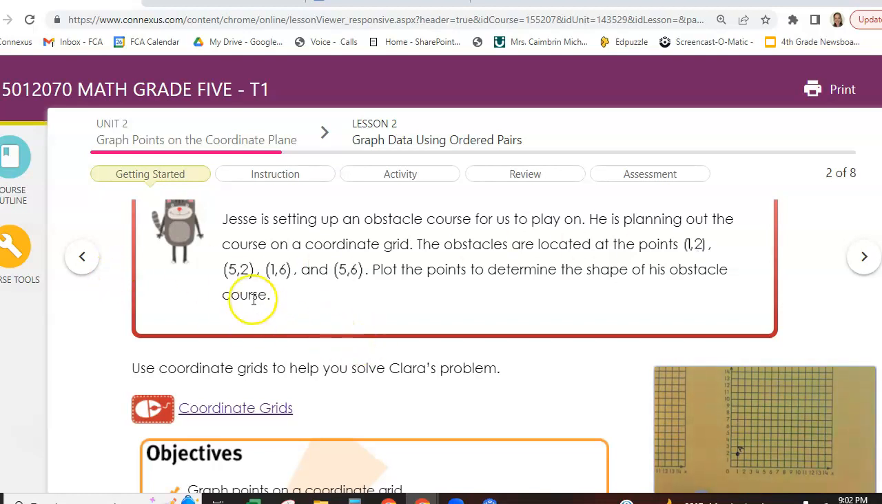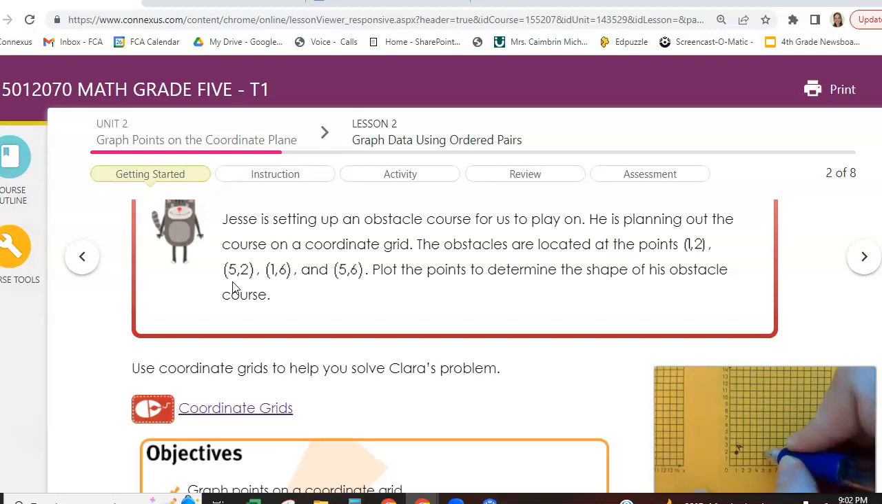The next one says 5, 2. So I'm going to do the same type of thing where I'm going to go over 5. X is always first. Remember that. 1, 2, 3, 4, 5. Up 2. 1, 2. See, I'm counting the lines. I'm not counting anything in between the lines. I'm looking at the actual lines. I'll label this one B since it's second.